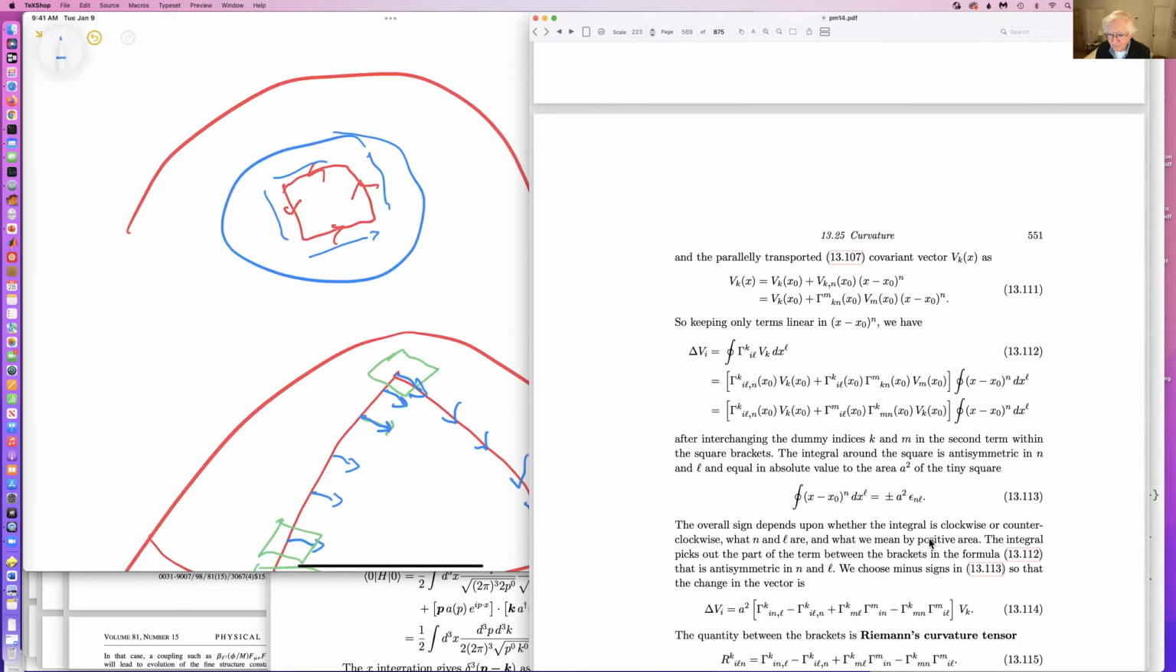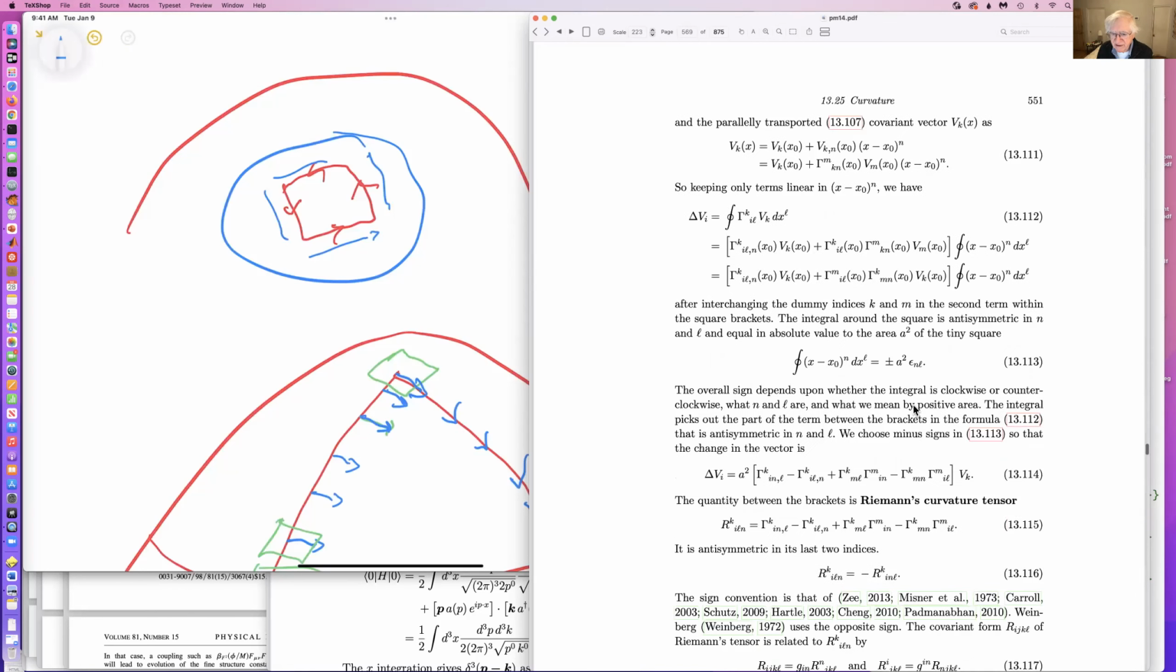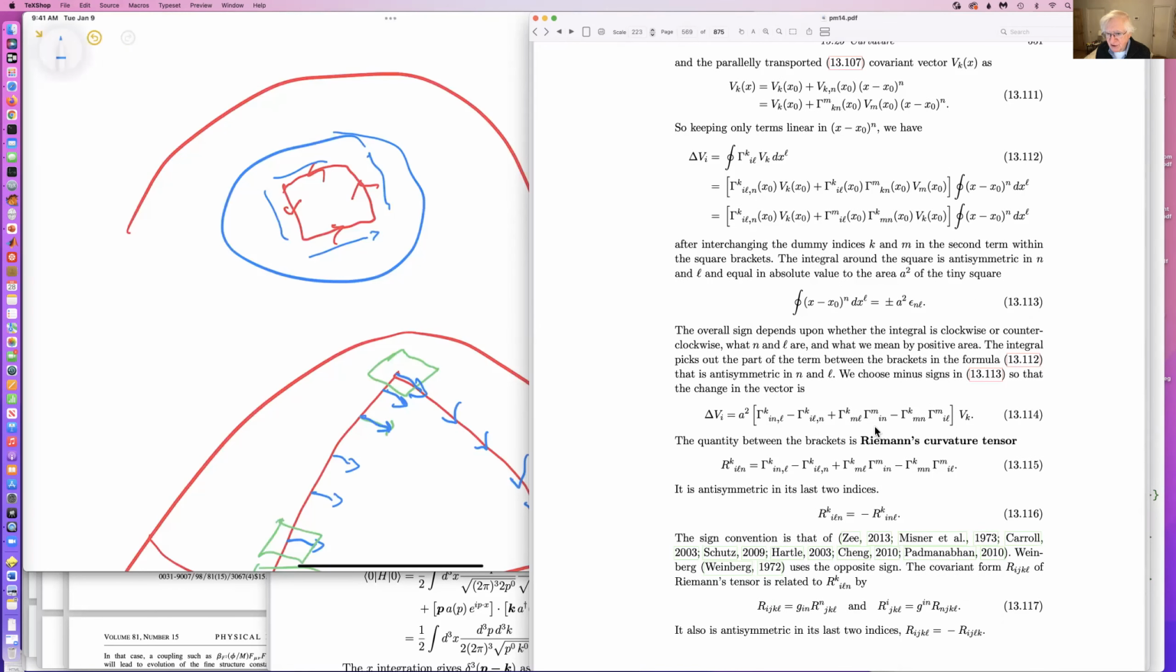And this factor here is just the area times a plus or minus 1. And so the curvature then is the rest of this. And it turns out to have these various minus signs, and derivatives of the Christoffel symbols, and then a quadratic form in the Christoffel symbols. And this is called Riemann's curvature tensor. So this is the curvature.